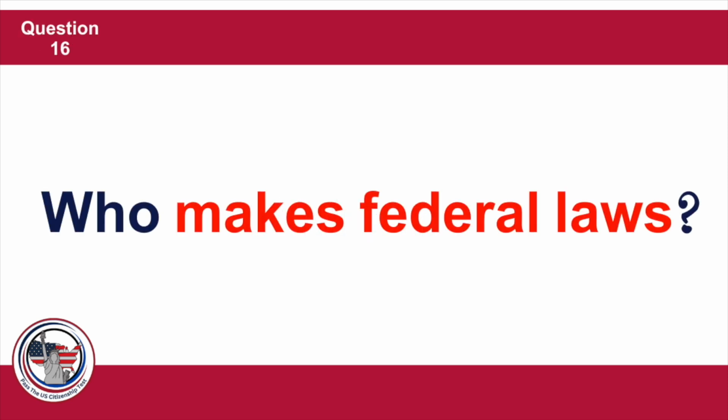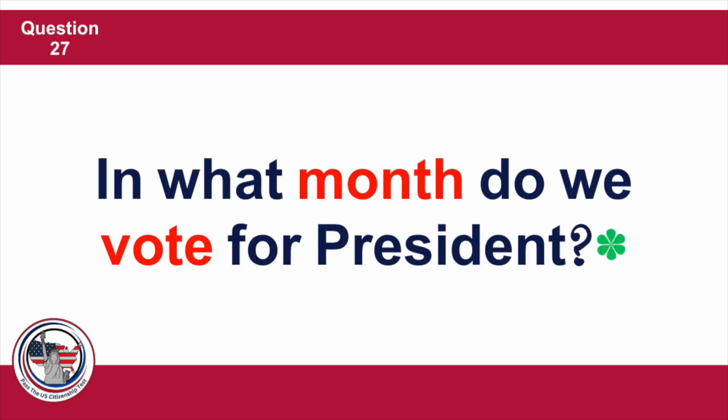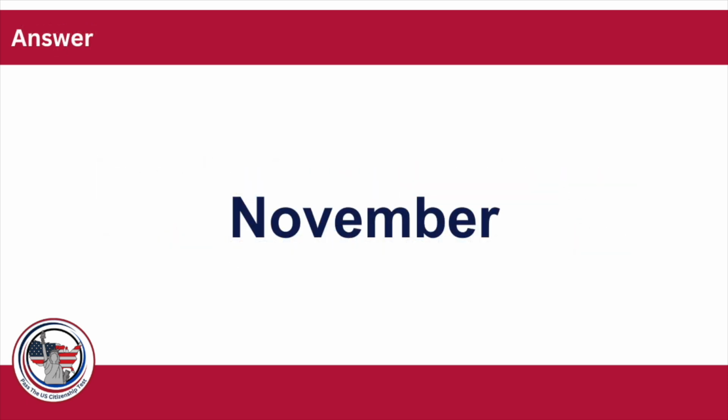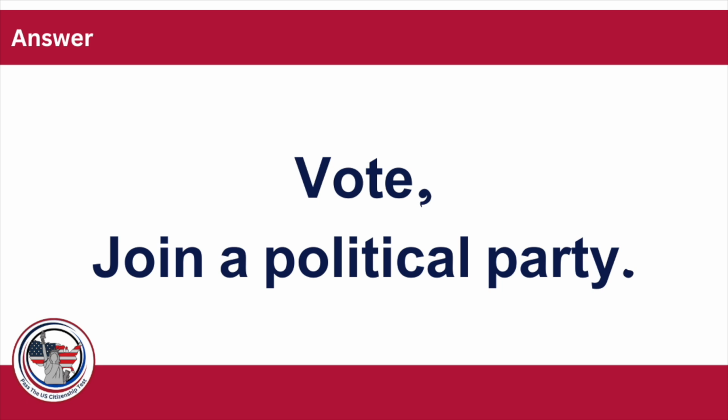Who makes federal laws? Congress. In what month do we vote for president? November. What are two ways that Americans can participate in their democracy? Vote. Join a political party.